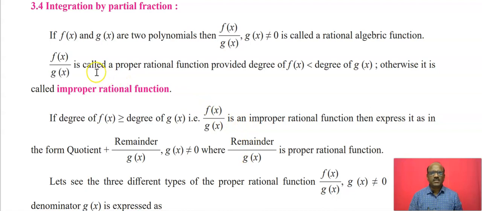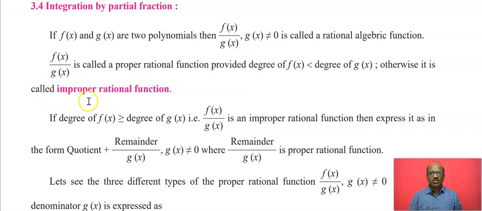Now let us start exercise 3.4, integration by partial fractions. If f of x and g of x are two polynomials, then f of x upon g of x, where g of x is not equal to 0, is called a rational algebraic function. f of x upon g of x is called a proper rational function provided that the degree of f of x is less than the degree of g of x.